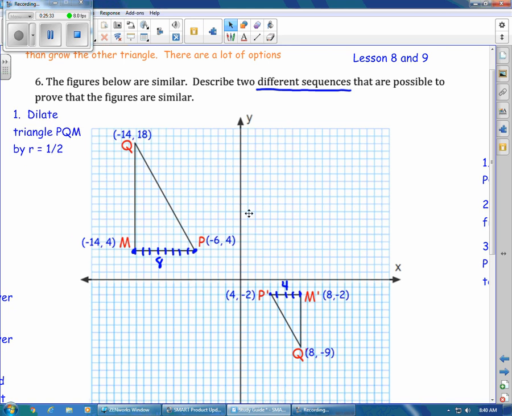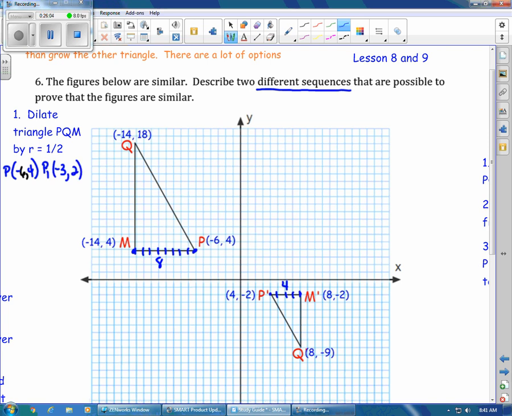Now, because I don't want to draw all over my drawing like I did before, I'm going to actually put P here. And P is at -6, 4. So P sub 1, 1/2 of -6 is -3. 1/2 of 4 is 2.